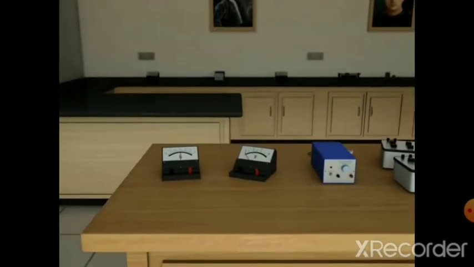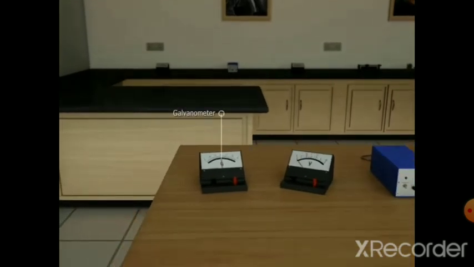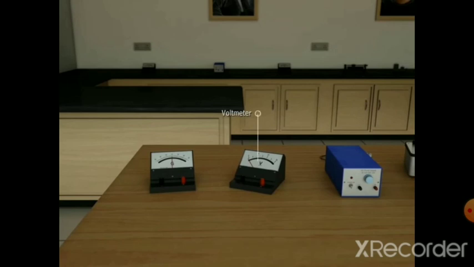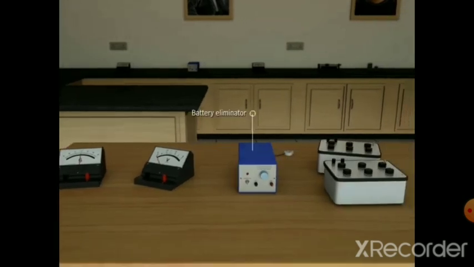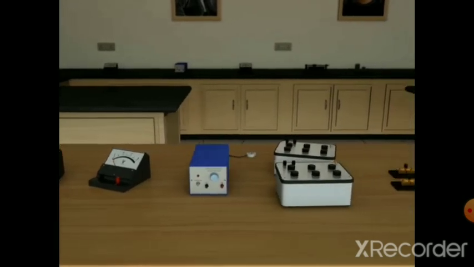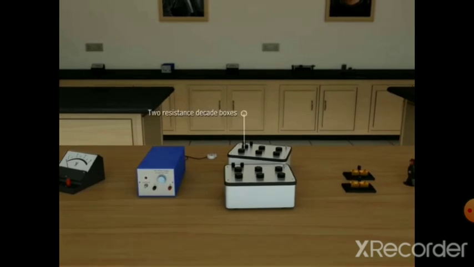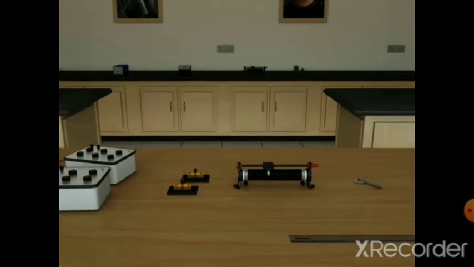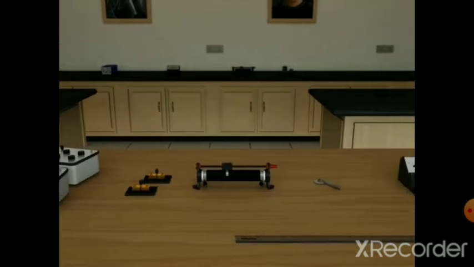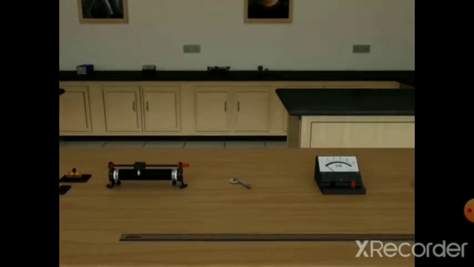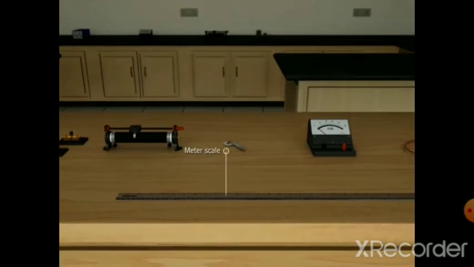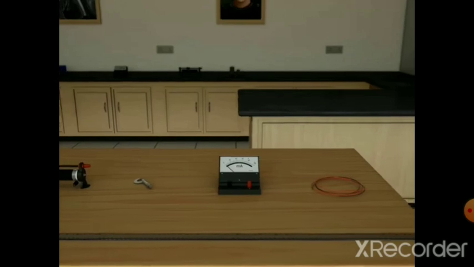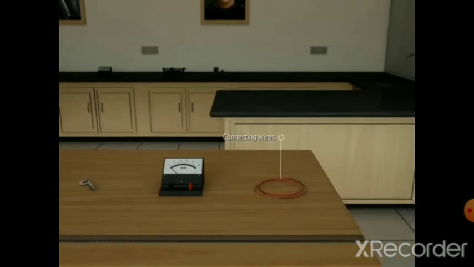To conduct the experiment, you will need a table model galvanometer, a voltmeter, a battery eliminator, 2 resistance decade boxes, 2 one-way keys, a rheostat, a screw gauge, a meter scale, an ammeter of given range, and connecting wires.